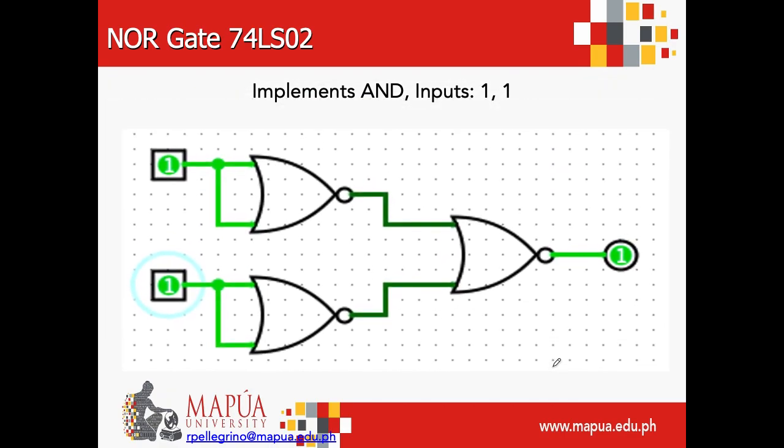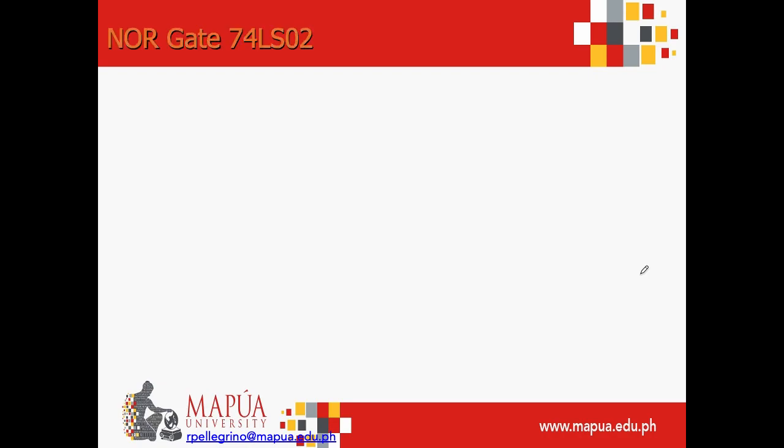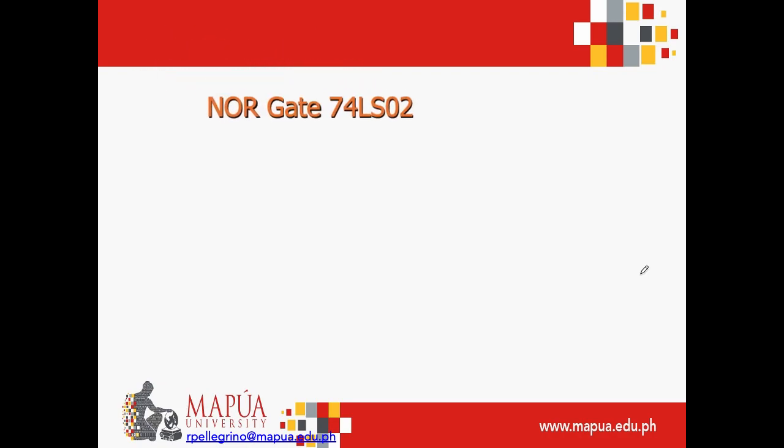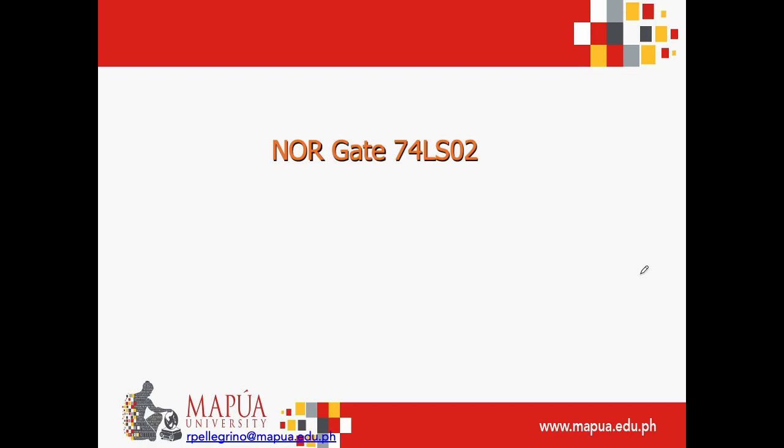So lastly, we can prove that NOR can be used to implement AND with inputs 1, 1. So here we have 1 or 1 is 1. Complement is 0. 1 or 1 is 1. Complement is 0. So 0 or 0 is 0 and complement is 1. So thus we have 1 and 1 is equal to 1.